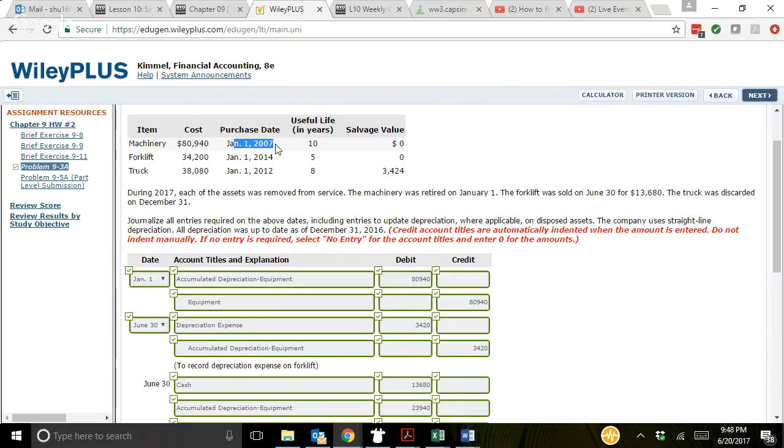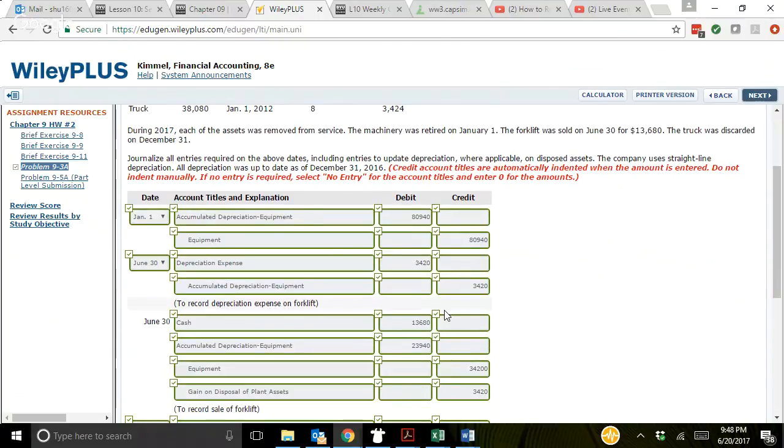We bought it in 2007. It has 10 years of useful life. It is now 2017. It's completely depreciated. So we put in the total amount here. Machinery, the depreciation is 80,940, and we originally purchased it for 80,940. Remember, all of these journal entries should balance debit and credit.